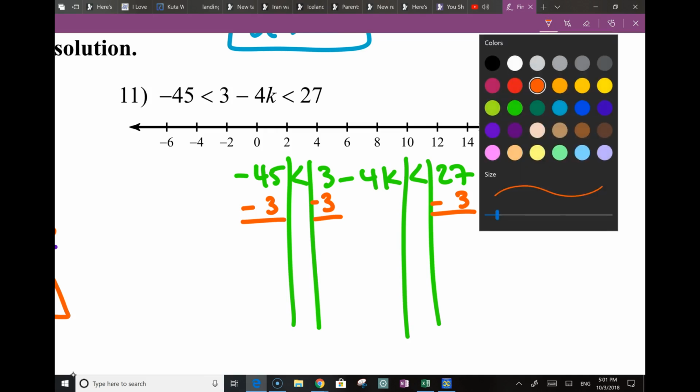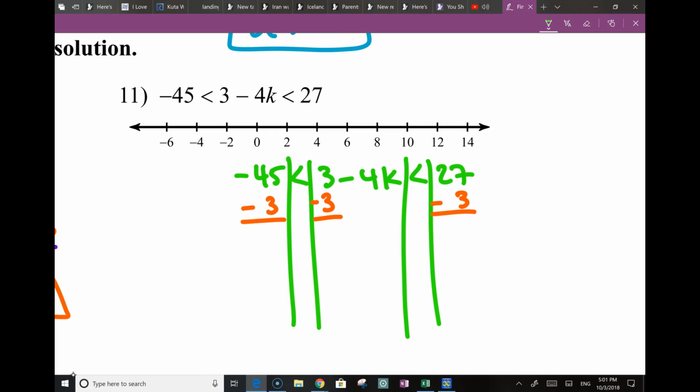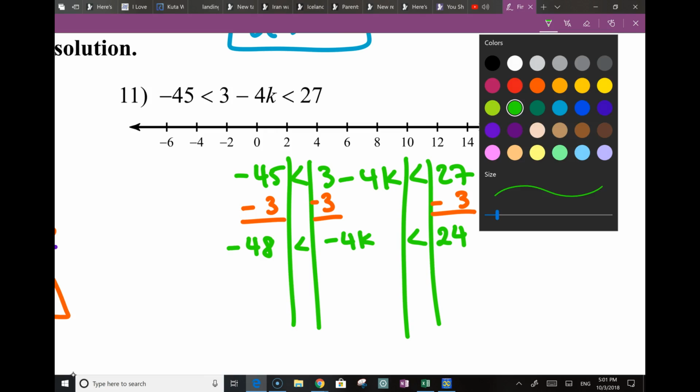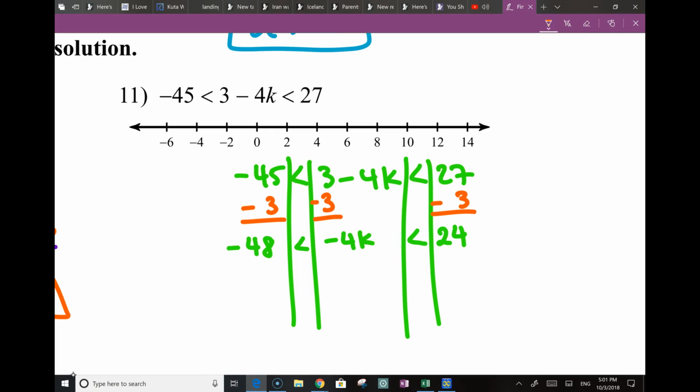So what that's going to create is 2 new numbers. Negative 45 minus 3 is negative 48. Now I have less than, and this negative 4k simply drops down. On the right side, 27 minus 3 is 24. Okay, now, next step is get rid of the negative 4. When you divide, which is what you have to do, because again, that's the opposite of multiplication, just like with the negative 3, you do it everywhere. So you do it for the 24, you do it with the negative 48.